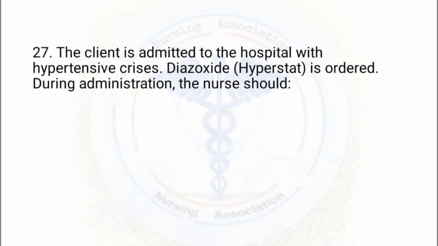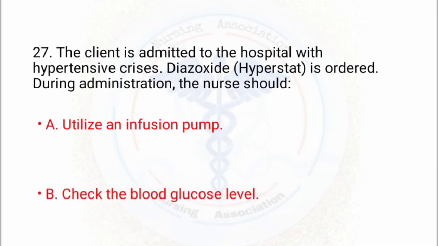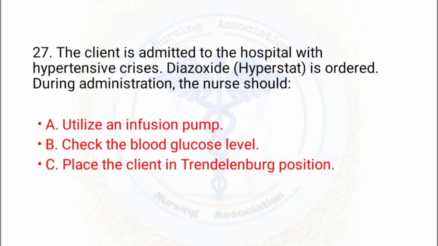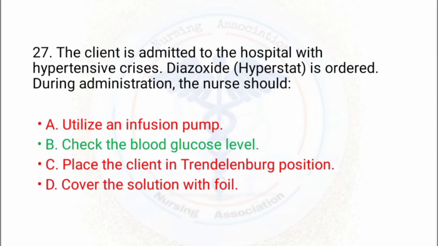Further moving to the 27th question, the client is admitted to the hospital with hypertensive crisis. Diazoxide, or hyperstat, is ordered. During administration, the nurse should: option A, utilize an infusion pump. Option B, check the blood glucose level. Option C, place the client in Trendelenburg position. Option D, cover the solution with foil. Let's see the correct option, and the correct option is option B, check the glucose level.